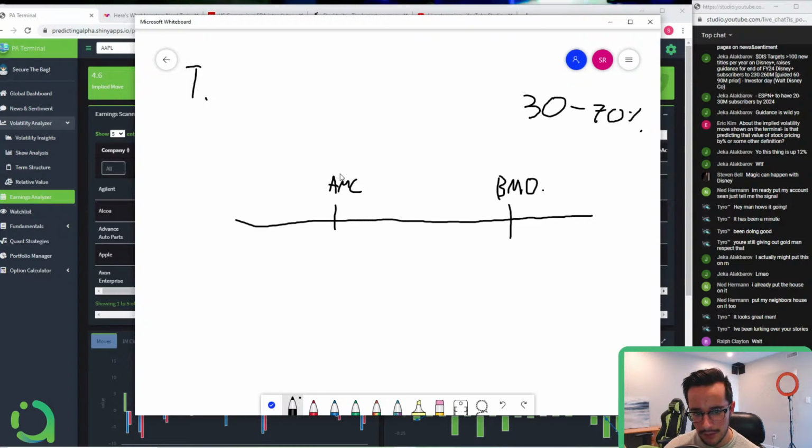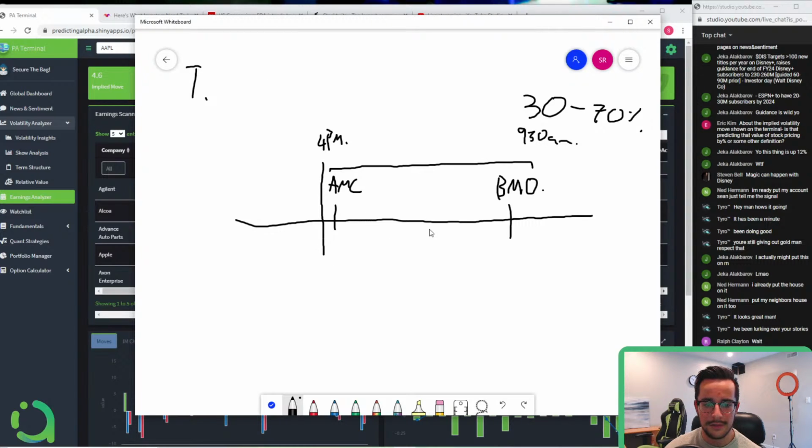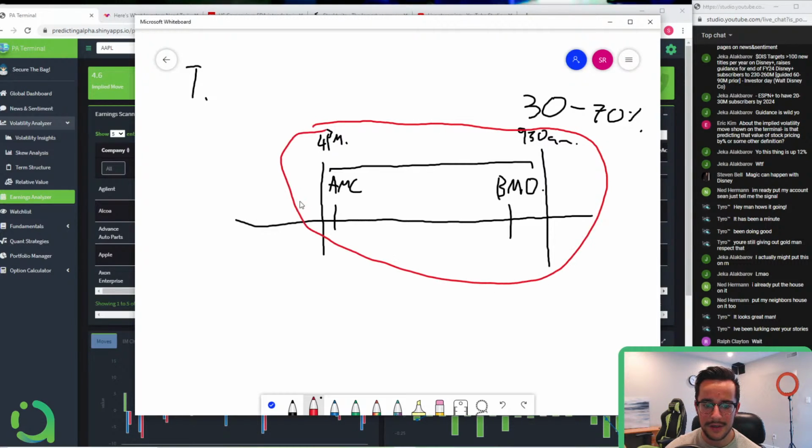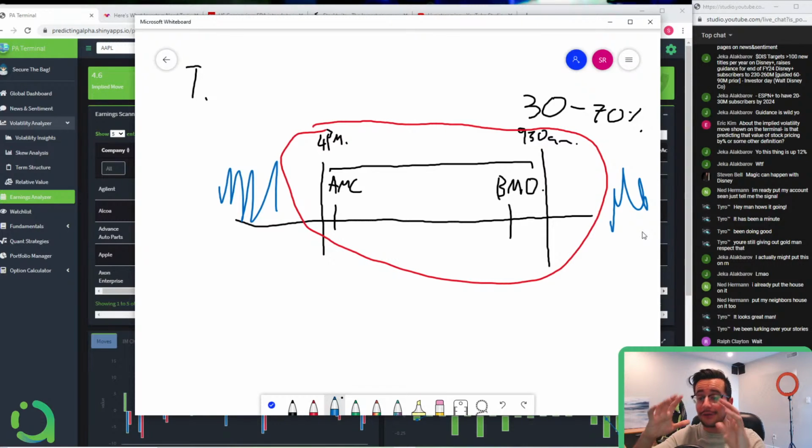So what we like to do, remember, the event happens between 4 p.m. on day 1, Eastern Standard, and 9:30 a.m. the next day, Eastern Standard. So what we do is we like to enter our trades here and exit our trades here to maximize our exposure to this time period and minimize our exposure to everything else. This is one way that we isolate that event volatility in our view.